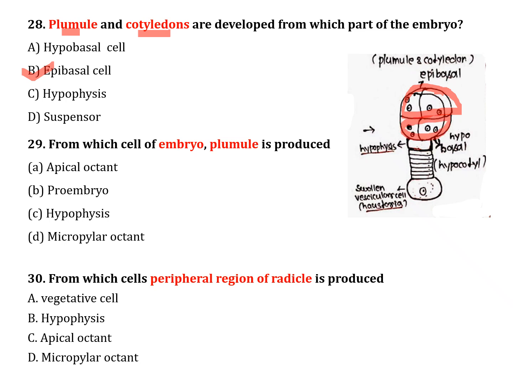The next question, number 29. From which of the cell of embryo is plumule produced? Option A, apical octant. Option B, proembryo. Option C, hypophysis. Option D, micropylar embryo. Correct answer is option A, apical octant.